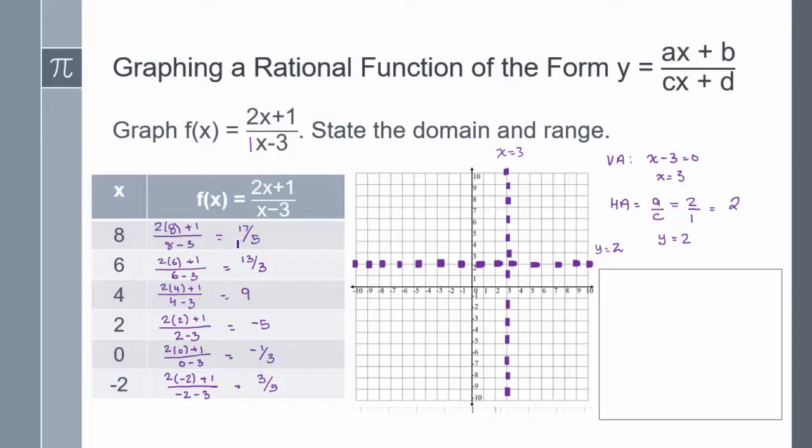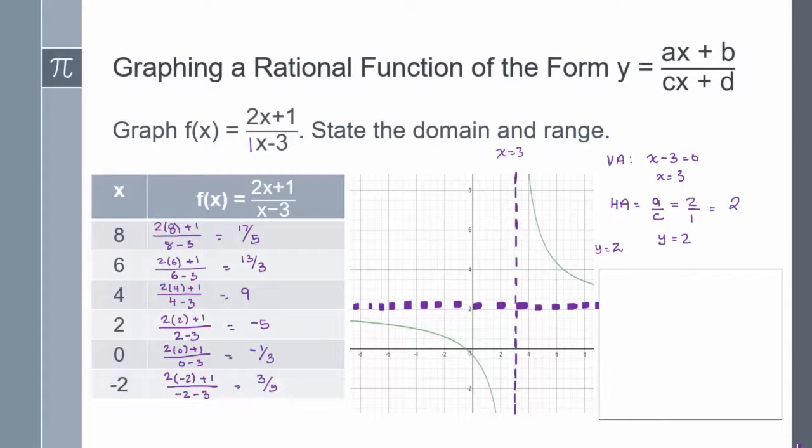At x equals 8, we get y equals 17 over 5. At x equals 6, y is 13 over 3. At x equals 4, y is 9. At x equals 2, y is negative 5. At x equals 0, y is negative 1/3. And at x equals negative 2, y is 3/5. From here, plot the points on our graph and draw the two branches so that the hyperbola approaches the asymptotes. Here's the graph for our function f of x equals 2x plus 1 over x minus 3.